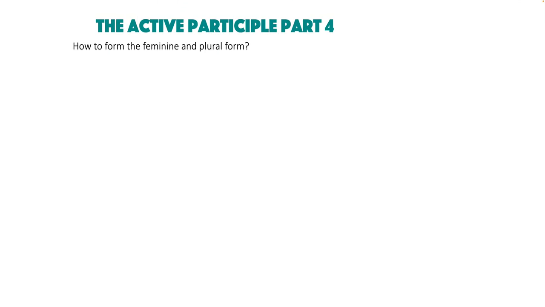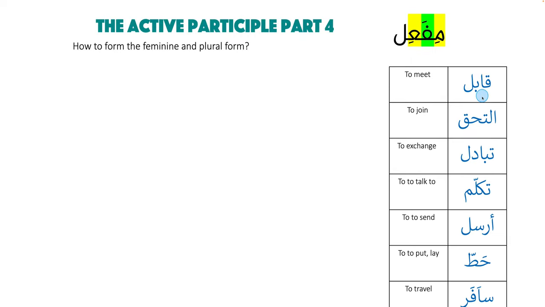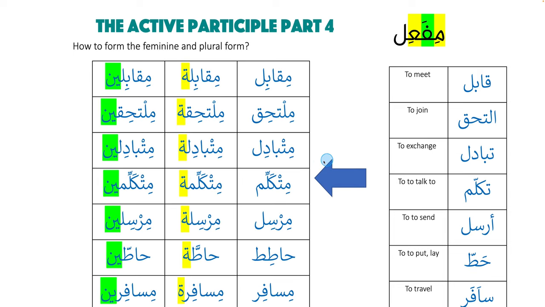Next on our agenda is, how do we change the masculine active participle we've just looked at into the feminine and then into the plural form? So we've got our pattern there, and we've got قابل, التحق, تبادل, تكلم, أرسل, حط, and سافر. These are our verbs. And when we form the active participle from them, we had مقابل, ملتحق, متبادل, متكلم, مرسل, حاطط, مسافر. To change the masculine singular form, as you see here in this column, to the feminine, all you need to do is add the feminine ending to the end of it. So مقابل becomes مقابلة, ملتحق becomes ملتحقة, متبادل متبادلة, متكلم متكلمة, مرسل مرسلة, حاطط حاطّة.